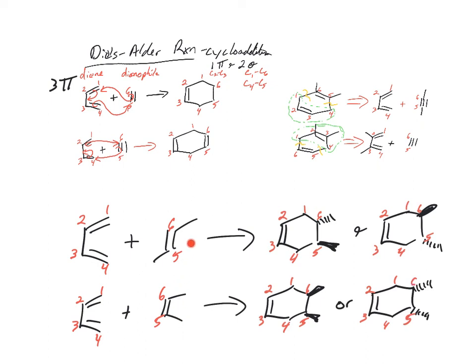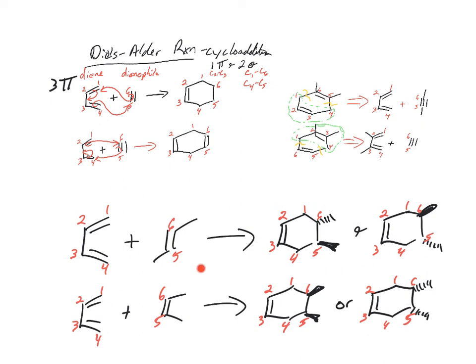So whether something's cis or trans matters in the final product, with the wedges and hatches. If something's cis, they're going to be either both wedged or both hatched. If they're trans, they have to be opposite each other. Notice with the alkyne that we did before, did it matter? Does it matter here? Because alkynes can't be cis or trans, so it doesn't matter.